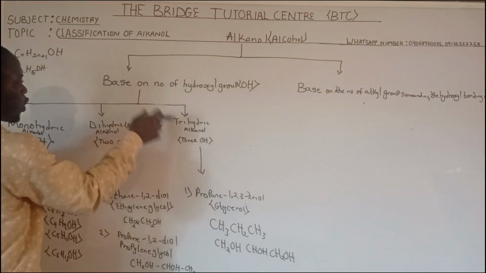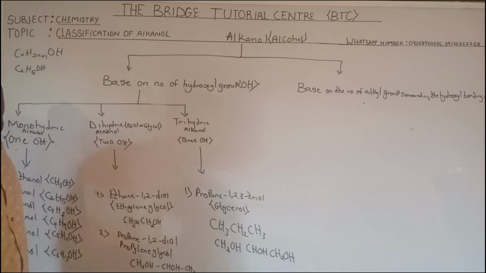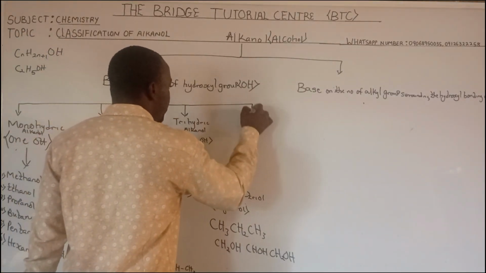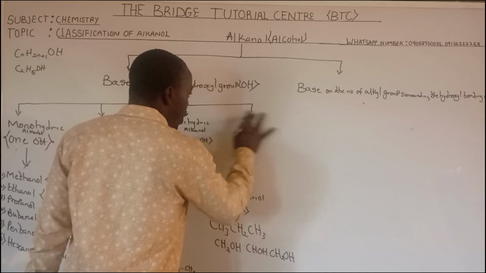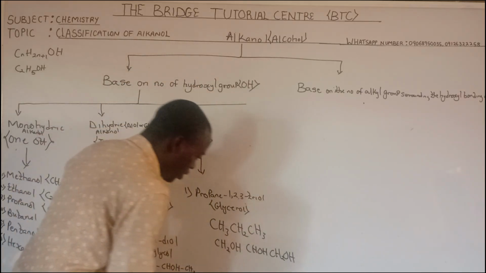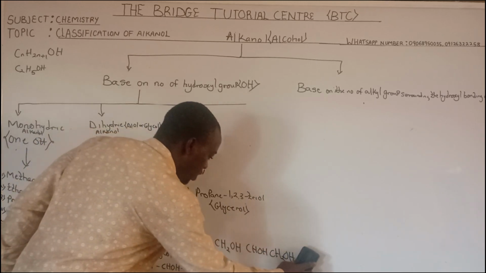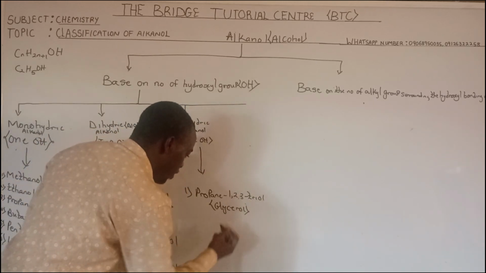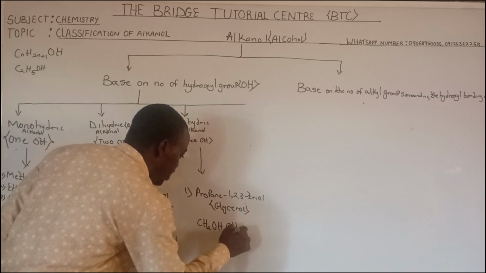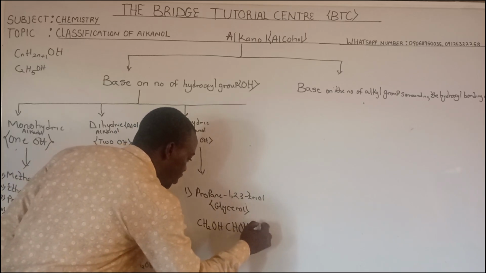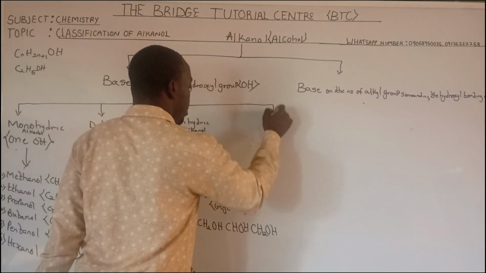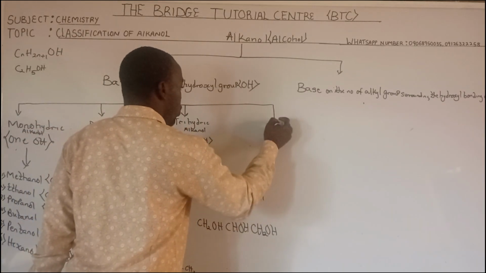So those are the 3 common types of alkanol based on number of hydroxyl group. We also have another additional one which is being referred to as polyhydric. Okay, let us call it polyhydric alkanol. Sorry, let me just bring this one here. So we have CH2OH, we have CHOH, and we have CH2OH. Okay, so let us talk about the polyhydric alkanol.